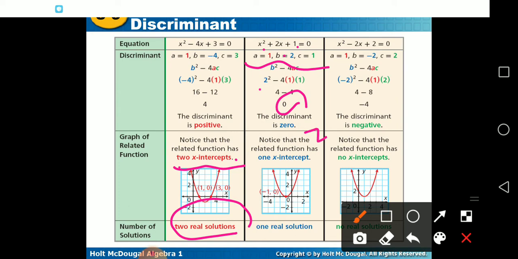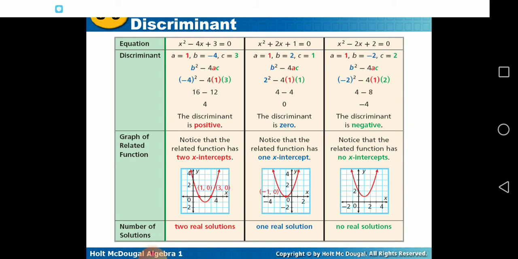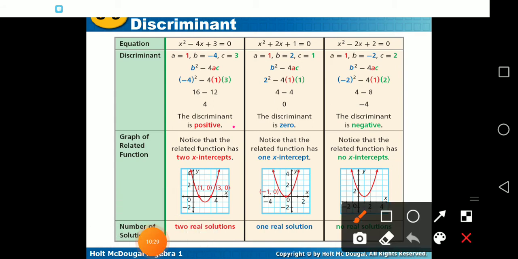So the discriminant is 0, which means that we have just one real solution, when I say 0 and negative 1, for example. Remember that when it's positive, I have two real solutions. When I say 0, I have just one real solution.